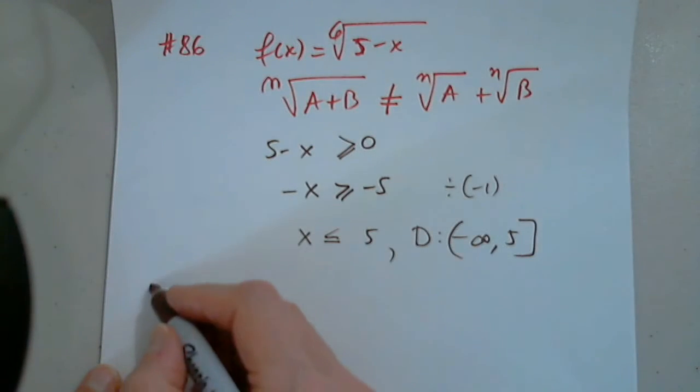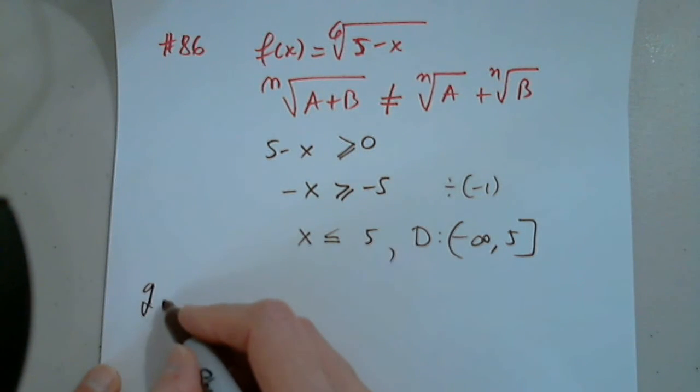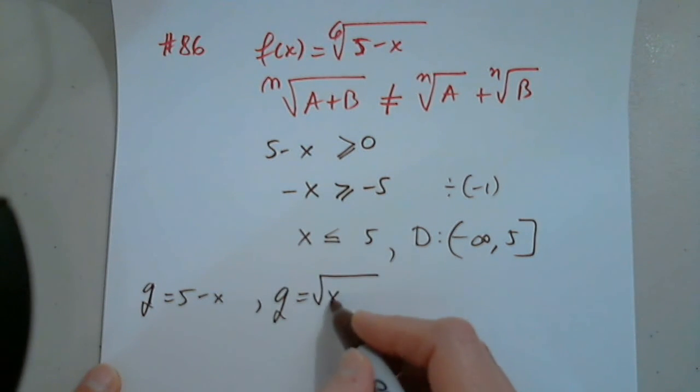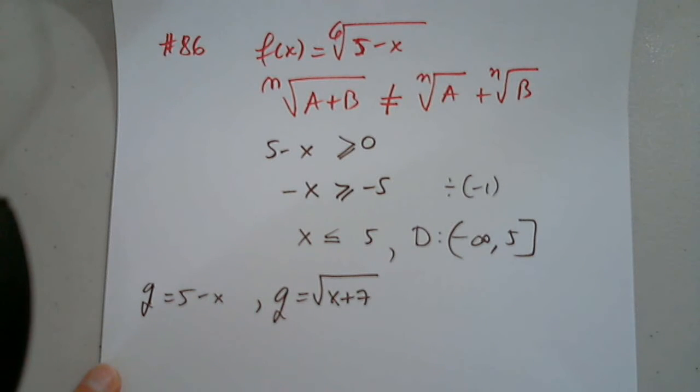Okay. So Q equals 5 minus x, and Q equals the square root of x plus 7. That's 93, Professor. They're similar. Is that okay? Because I don't have any other similar problem to ask you to work on. So let's do 93. Same thing.